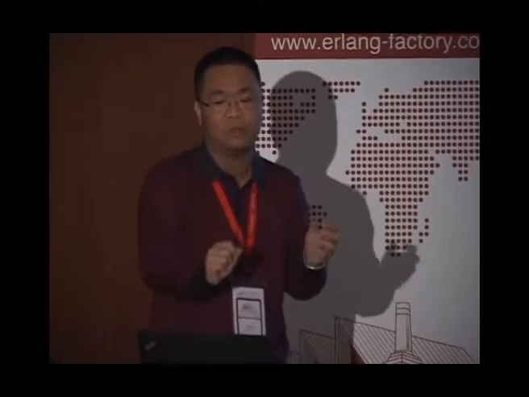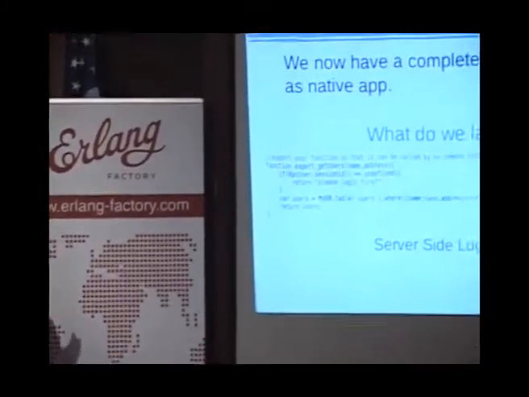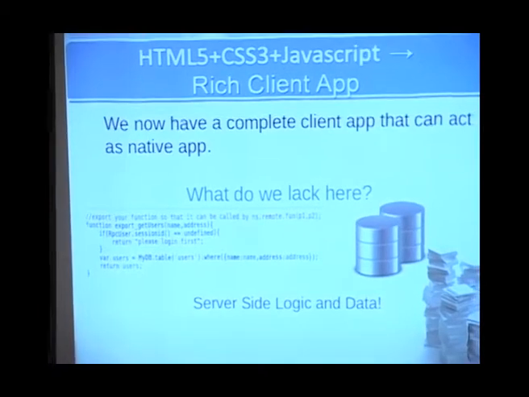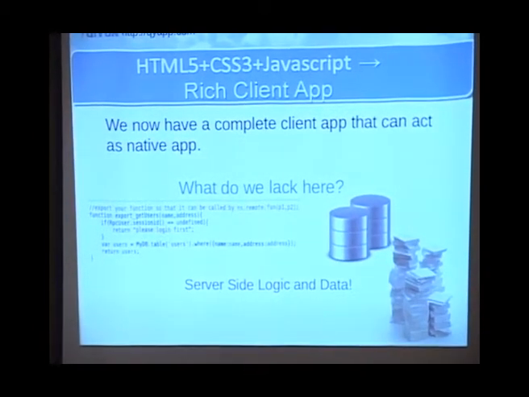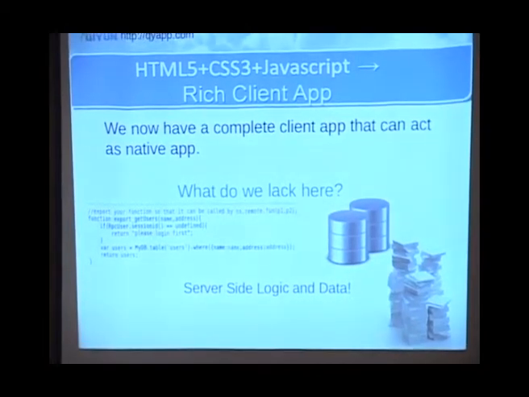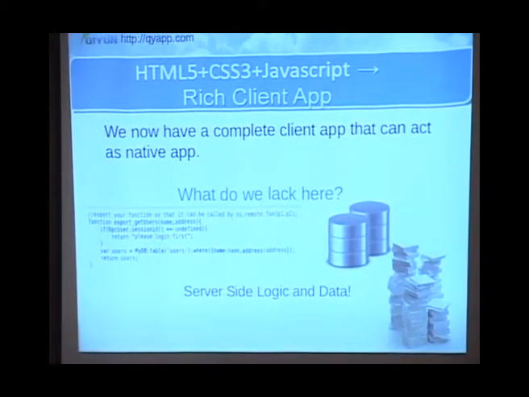This one is quite interesting, because it leads to the next point: we can now have a completely client app that can act as a native app. Native app means that you use Objective-C or C++ to implement, and it runs directly on the hardware. But we can have a web app that runs inside the browser, but can do everything, like beeping, shaking the phone, or even getting the location. So what do we lack if we implement the whole thing inside the client? Of course, the server-side logic and the data.